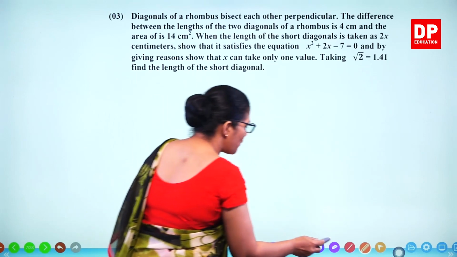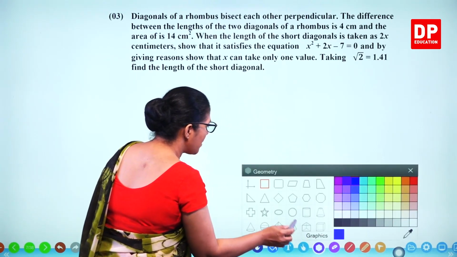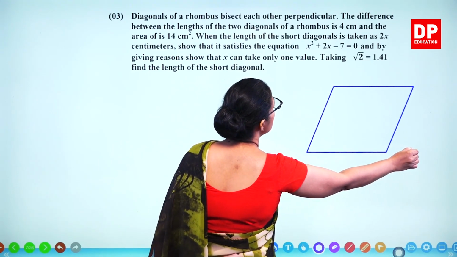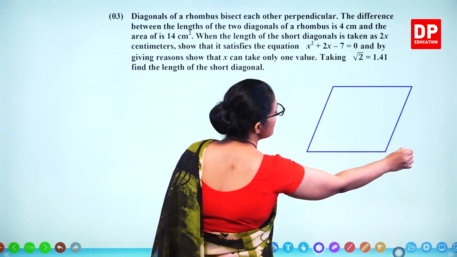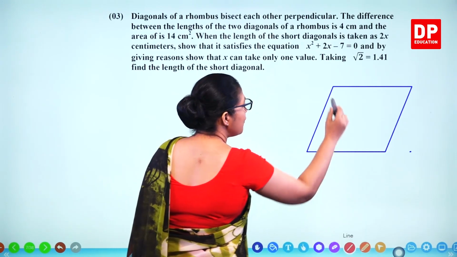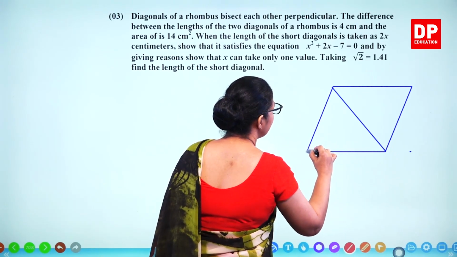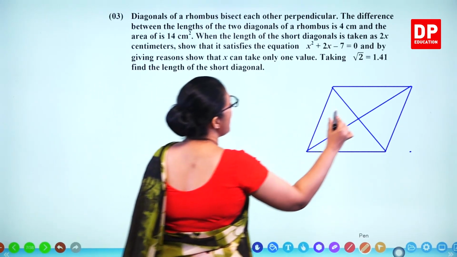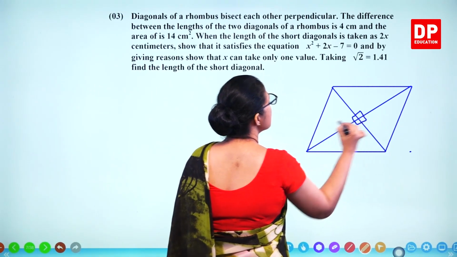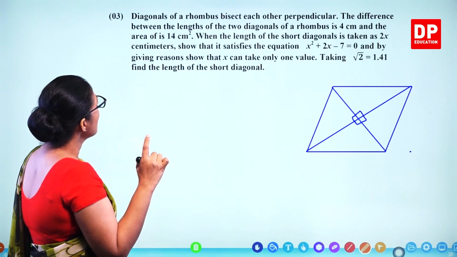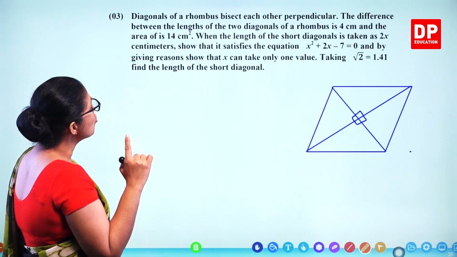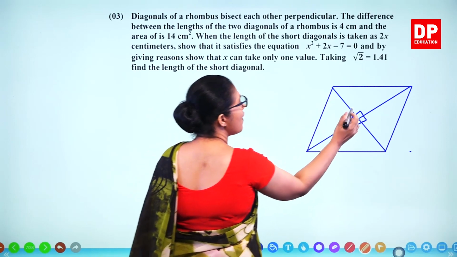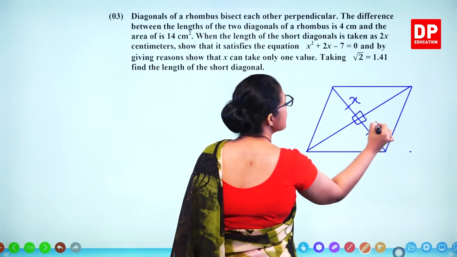So we have to draw the diagram. So we'll first draw the diagram. So this is about a rhombus. In a rhombus, all sides are equal, but the two diagonals are not the same. So these are the two diagonals, which bisect perpendicularly. So this is 90 degrees. And it says the short diagonal is taken as 2x. So we'll take this as 2x. So it divides equally. That means this is x, this is x.